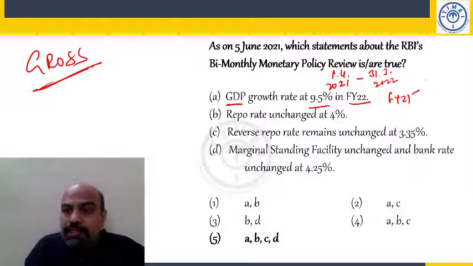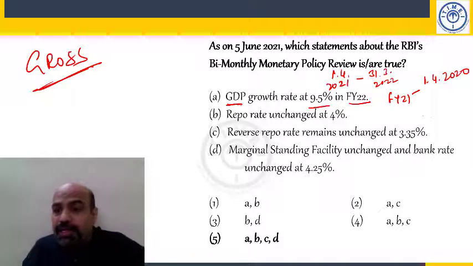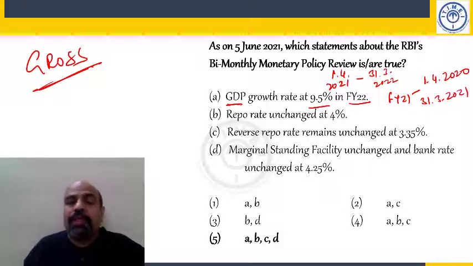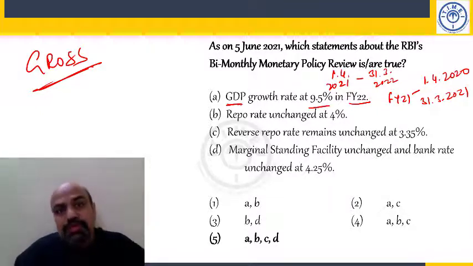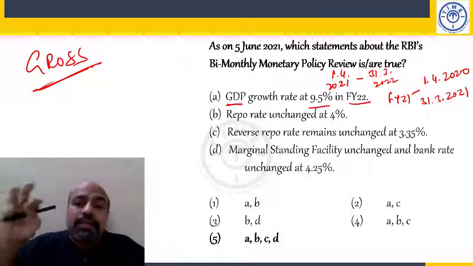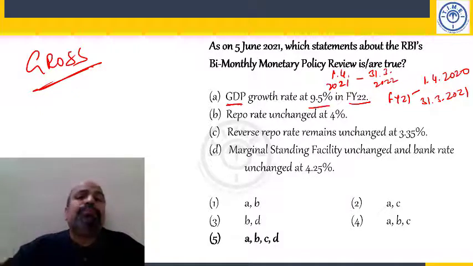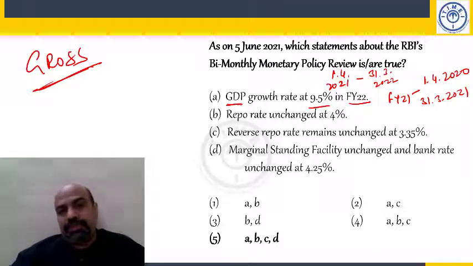FY21 would mean that it started on 1st of April 2020 and ended on 31st March 2021. So in this year, whatever was the absolute amount, let's say 100 rupees was the total GDP of India, our growth would be 9.5% of 100 rupees. So by the end of this financial year, that is 2022, our total GDP number would be 109.5. You got the idea?